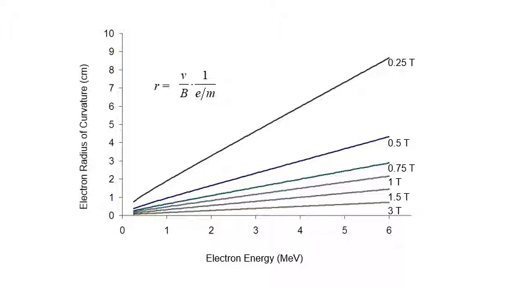Lower magnetic fields at large electron energies have the largest radius of curvature, which corresponds to the smallest change in its linear path. Small electron energies with a large magnetic field have a very small radius of curvature, meaning that their path has changed considerably.